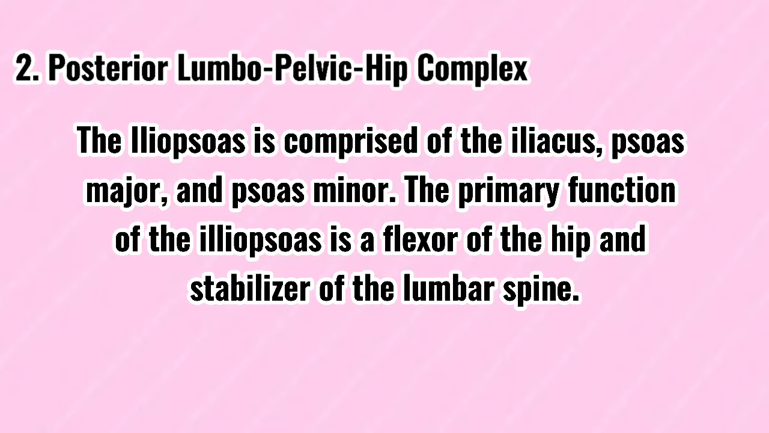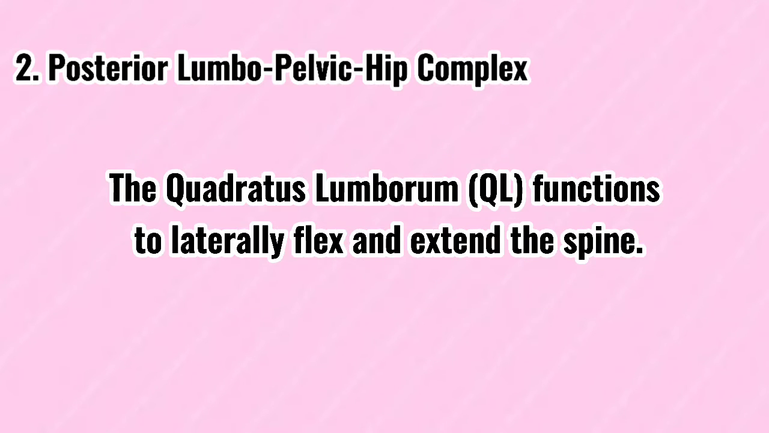Posterior lumbo-pelvic hip complex. The iliopsoas is comprised of the iliacus, psoas major, and psoas minor. The primary function of the iliopsoas is a flexor of the hip and stabilizer of the lumbar spine. The quadratus lumborum functions to laterally flex and extend the spine.